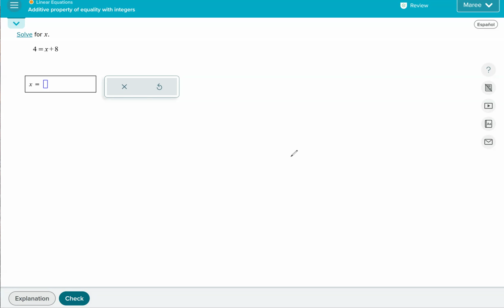This topic is called additive property of equality with integers. So whenever you see property of equality, that just means that there's an equal sign. There's an equation that they're giving you, and usually you have to solve for a variable. This is just dealing with integers right now. Integers can be positive or negative. And let's just start with this first problem.